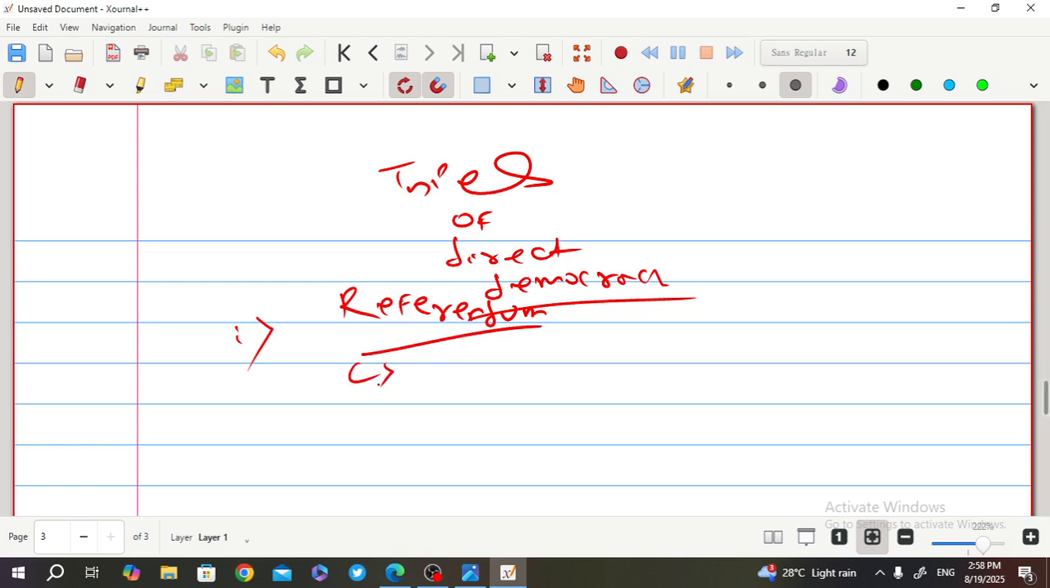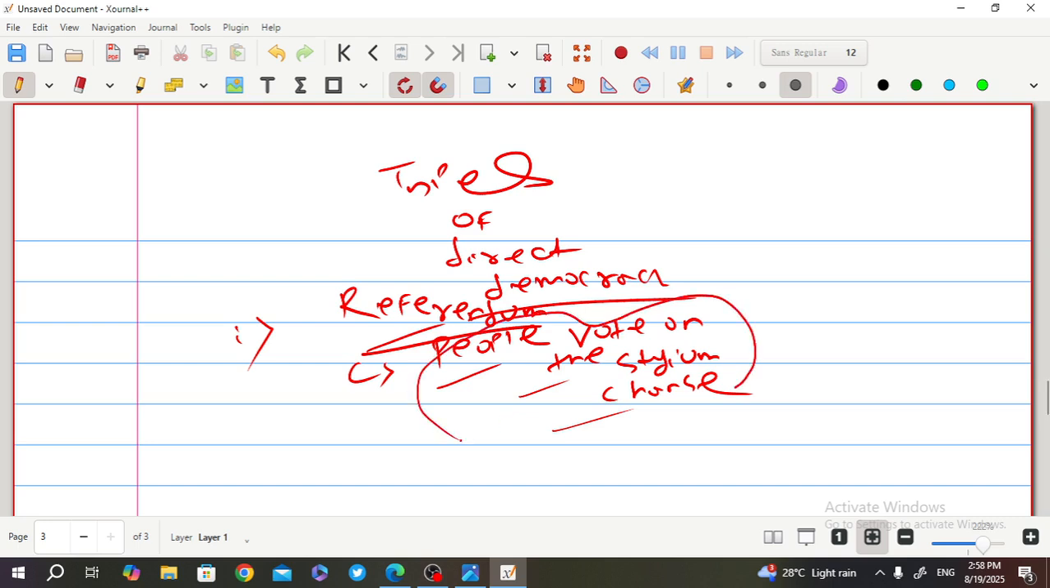In the case of referendum, let's take an example. The people who are going to elect a team to play cricket now vote on a stadium change. This is the meaning of referendum: people vote on the stadium change. Now people have one option, yes or no.